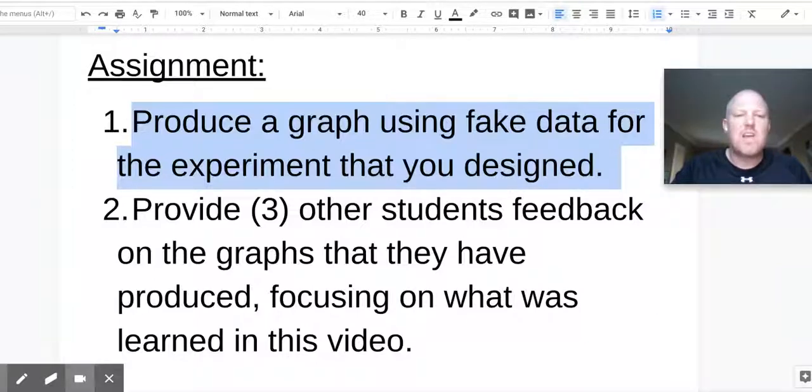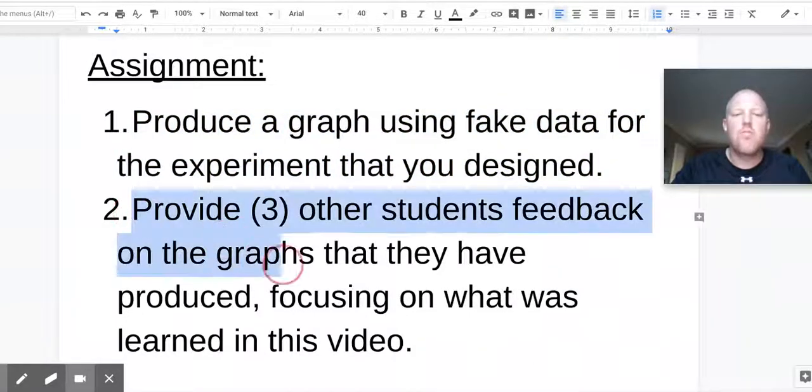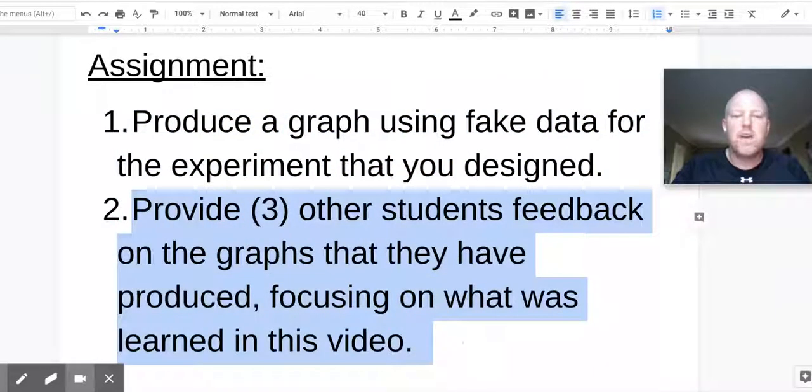And then after you have produced and submitted a fake set of data for your student-designed experiment, you're going to peer review three other students and provide them feedback on their graphs. And you're going to look for the things that I just talked about in this video. Do they have the right type of graph? Do they have the right things on the right axes? Are their intervals the same? Do they have a title? Do they have labels? That's it.